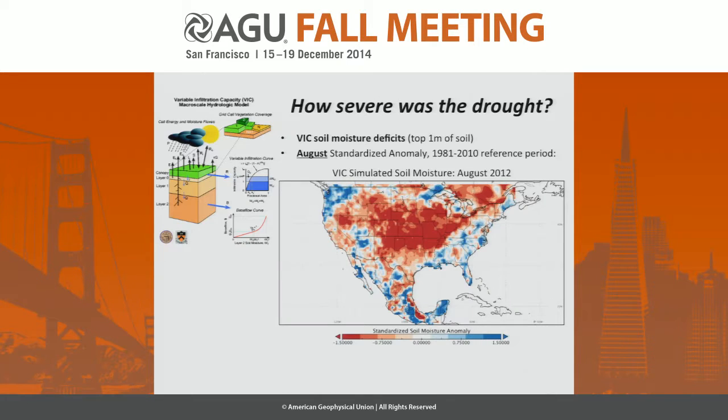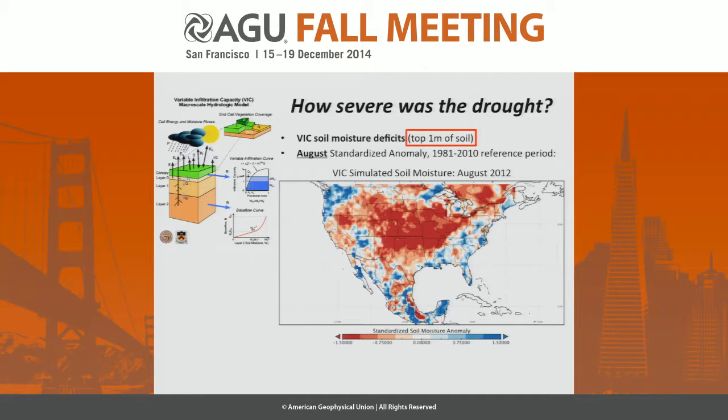Okay, so how severe was the drought? To get at this, I'm actually going to answer a slightly different question, which is how severe were simulated soil moisture deficits? And to do this, I'm using the Variable Infiltration Capacity, VIC, model, which has been used for a number of studies for drought, both nationally and globally. It's a fully distributed, physically based water and energy balance model.